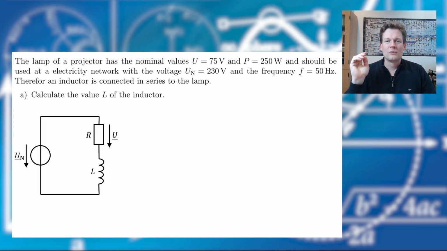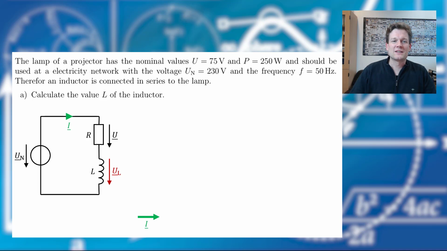And now we should find the value for the inductor. Good, we know we want to have a voltage drop at the resistor, at the lamp, of 75 volts, and therefore we have to find the voltage drop here. And it's not just UN minus U, because we have sinusoidal voltages and a sinusoidal current here. And let's have a look at the phasor diagram.